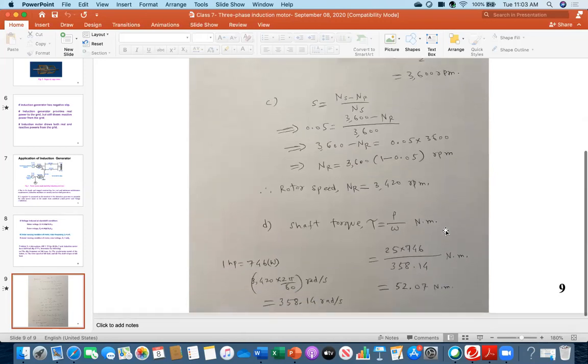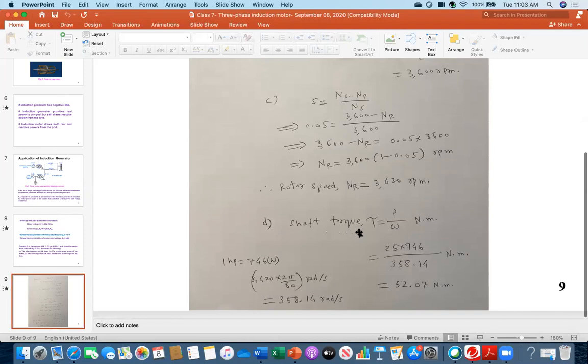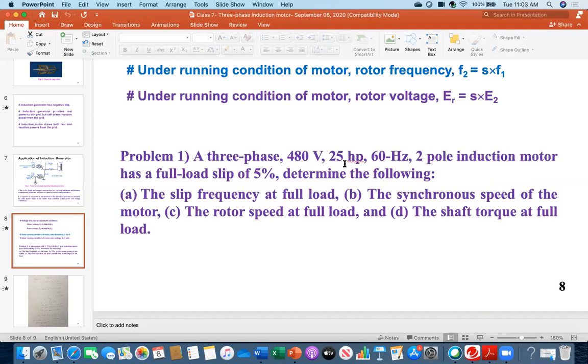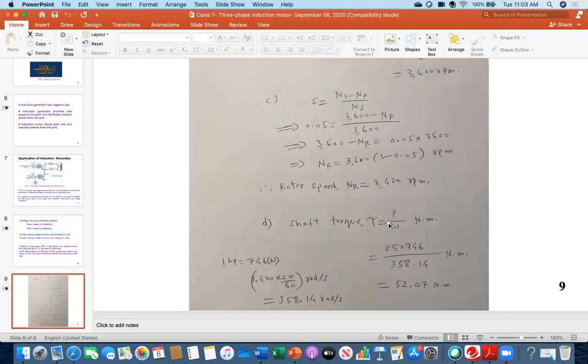What was the last question? The last question was to find out the shaft torque. So this is the tau symbol, the torque symbol. You all know from physics probably, the shaft torque tau is power over omega, in Newton meter. This power is in watt and this omega is in radian per second. I have written 1 horsepower is 746 watt. The problem was a 3-phase 25 horsepower induction motor. So you have to convert this into watt, so I am doing 25 multiplied by this.